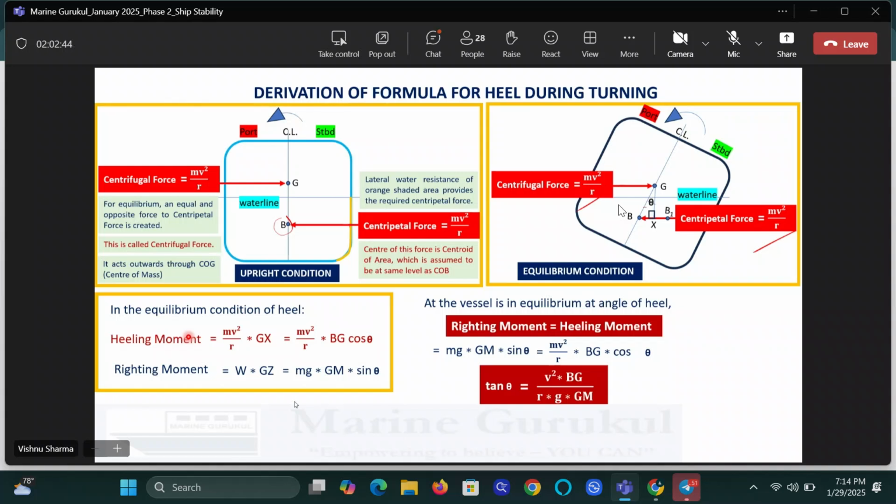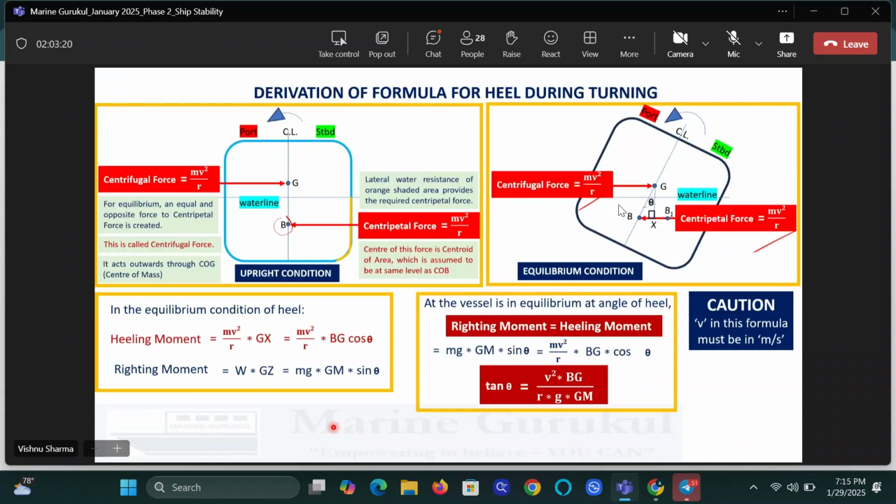Guys, one more thing. In the last inclining experiment, there was a caution. What was the caution? Unit of deflection and length should be same. Please remember the formula for centripetal force. In that, what was the unit of speed? Meters per second. Usually in our questions, the ship speed is given in knots. Please do not forget to convert that to meters per second before it is used in this formula. Caution: V must be in meters per second for the reasons I have just shared.